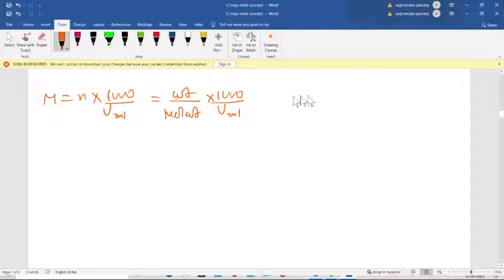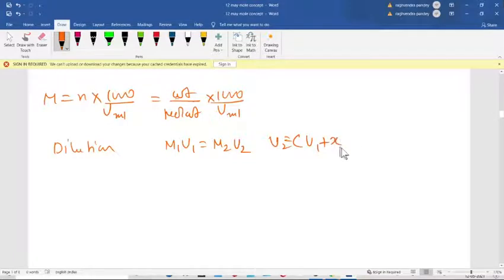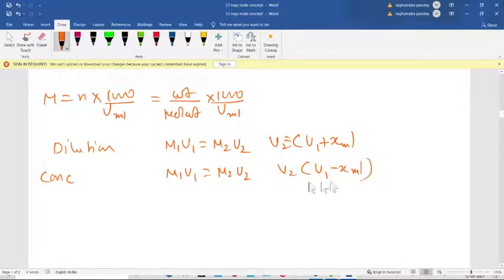Then there is concentration and dilution. For dilution you can use m1 v1 is equal to m2 v2, where v2 is v1 plus some extra volume x ml. For concentration it is m1 v1 is equal to m2 v2, but here v2 is v1 minus some x ml. That we did yesterday.